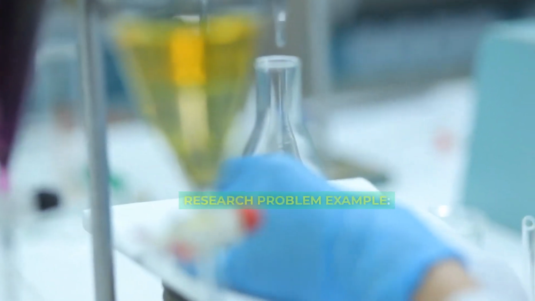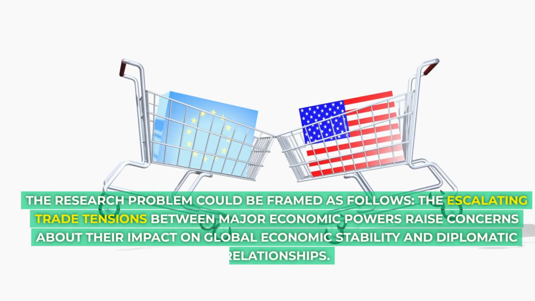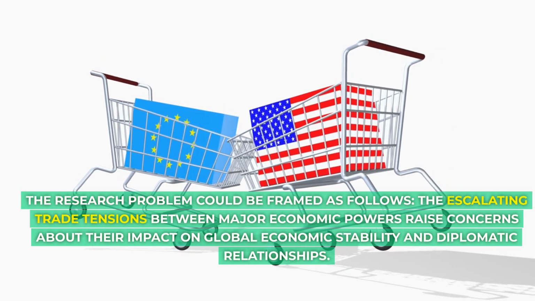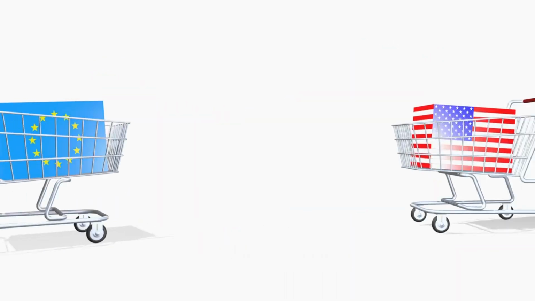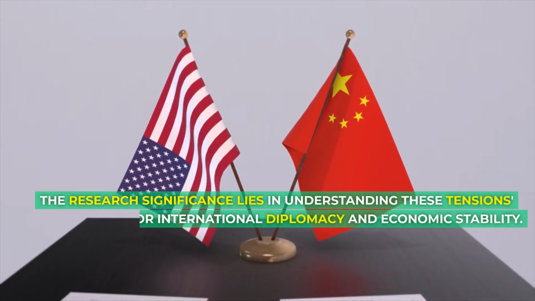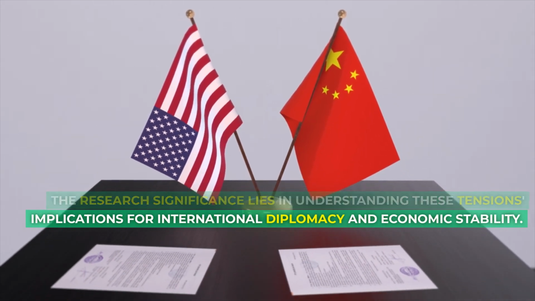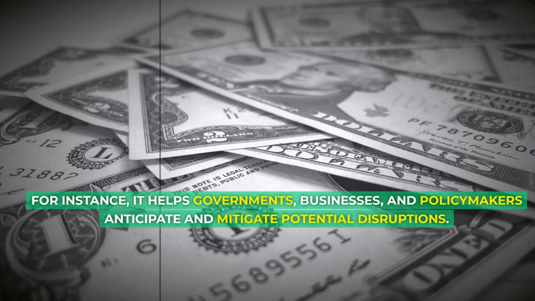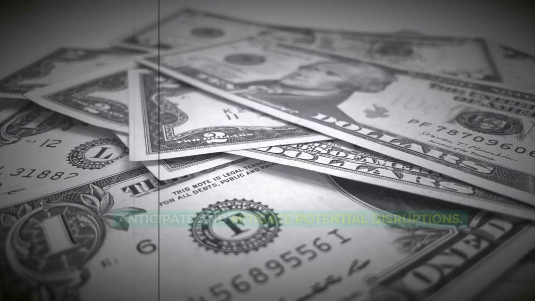Research problem example. The research problem could be framed as follows. The escalating trade tensions between major economic powers raise concerns about their impact on global economic stability and diplomatic relationships. Research significance example. The research significance lies in understanding these tensions' implications for international diplomacy and economic stability. For instance, it helps governments, businesses, and policymakers anticipate and mitigate potential disruptions.